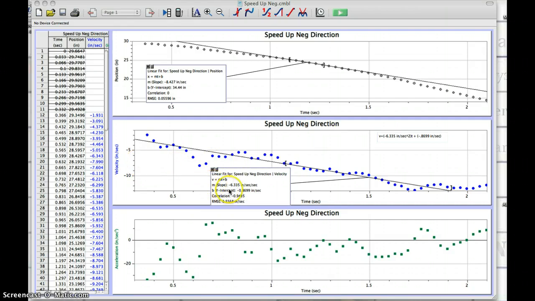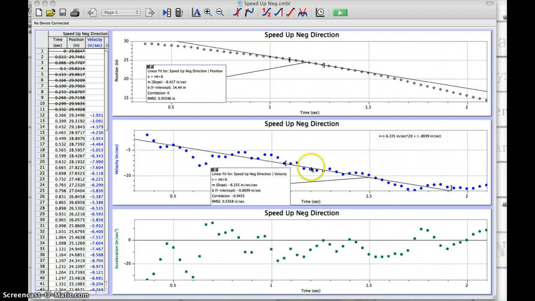The y-intercept of this graph represents its initial velocity, which was roughly 1 inch per second. With these two numbers known, we're able to find the equation of this velocity graph. The equation is velocity equals negative 6.335 inches per second squared times t plus the y-intercept, roughly negative 1 inch per second, being its initial velocity.